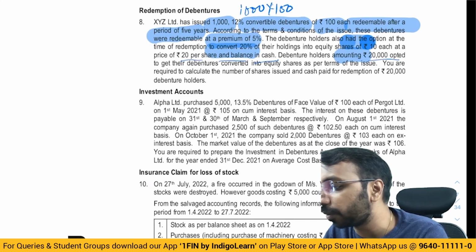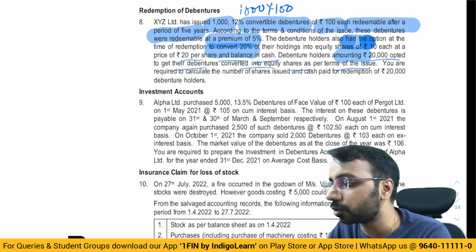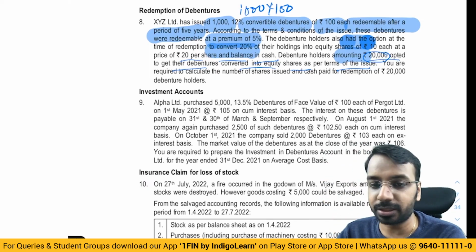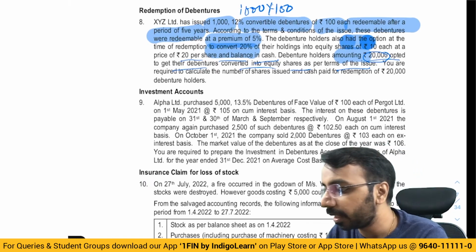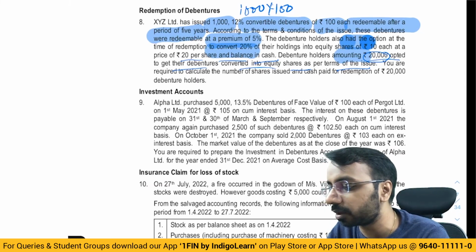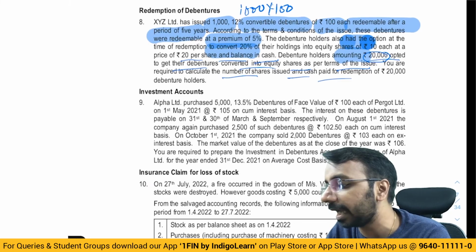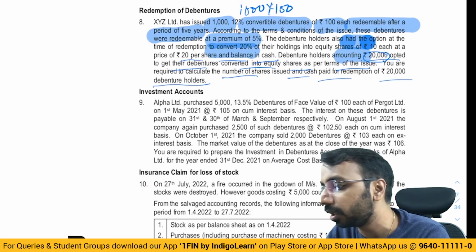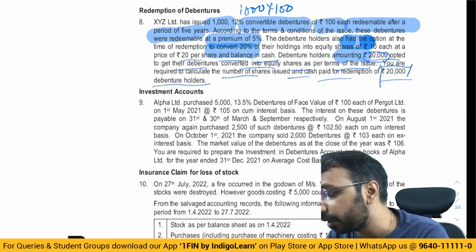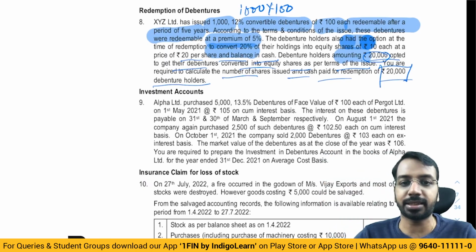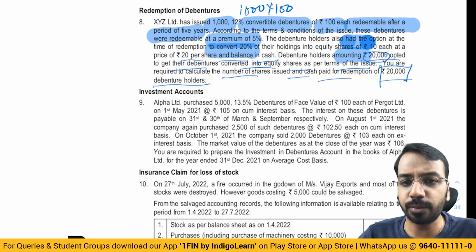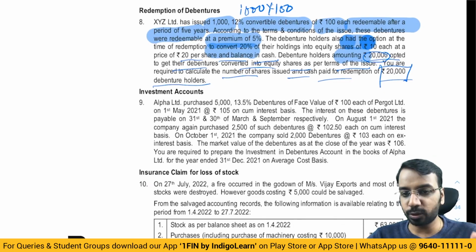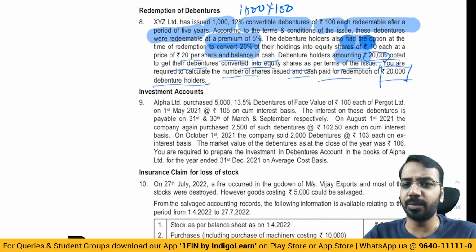Debenture holders amounting to 20,000 opted to get their debentures converted into equity shares as per the terms of the issue. So, 20,000 of 100, not with the premium portion. You are required to calculate the number of shares issued and cash paid for the redemption of 20,000 debenture holders. Okay. So only to that extent, how many shares have been issued and how much cash has been paid, that is what is required to be calculated. A very simple thing here again.